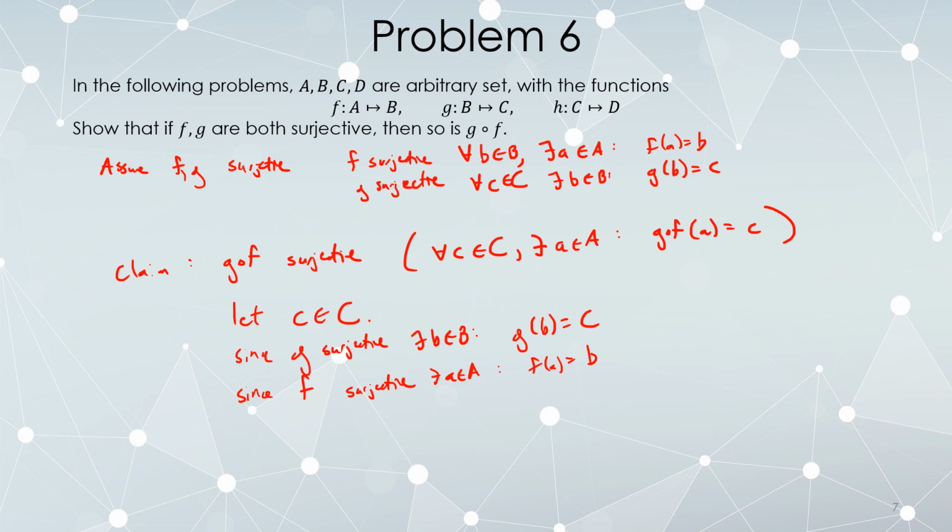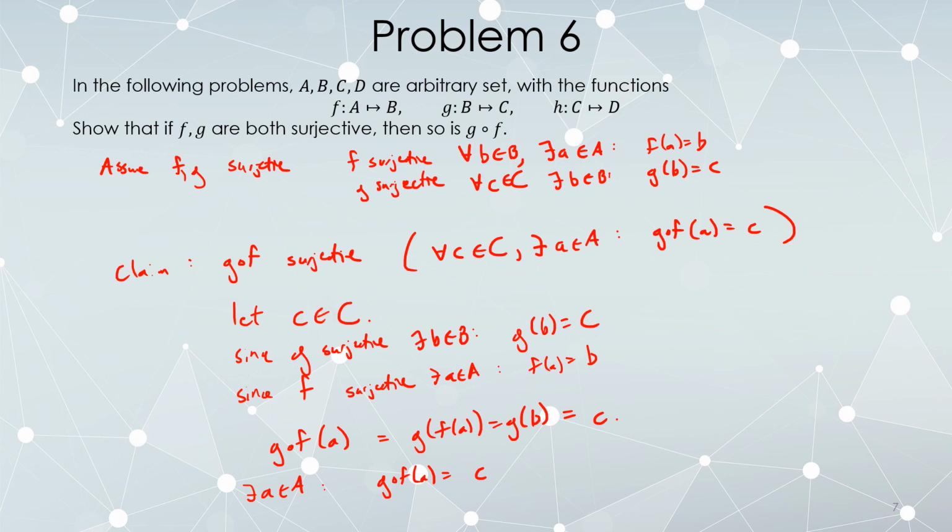But now let's see what happens. What is g of f of a? Well, it's g of f of a. What was f of a? f of a was b, and what's g of b? Little c. In other words, there is something in the set A so that g of f of a equals little c, where little c was this arbitrary thing we started with.